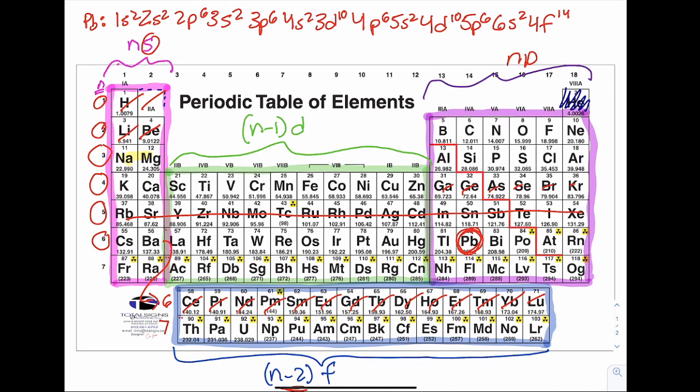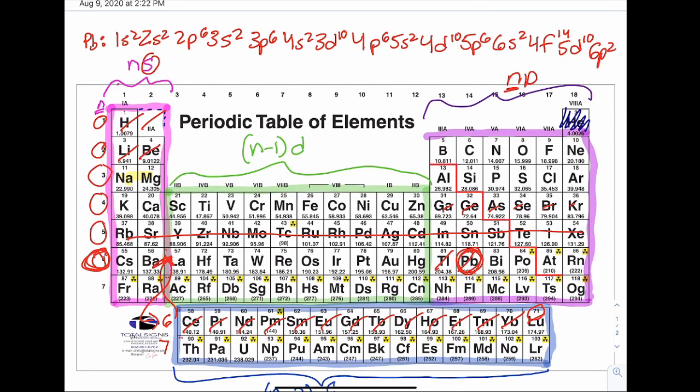After those, I'm now back up here, right? If we're just following our numbers, after 4f14, I'm back up. So I now have, right, we're in period 6. I'm going to subtract 1 to get my d's. So I have 5d10. I'm now over here in my p's. I'm back to 6 because we don't subtract 1 for my p's. And then I just count to get to lead. So 1, 2, 6p2. We can squish it on there. So that would be my electron configuration for lead.